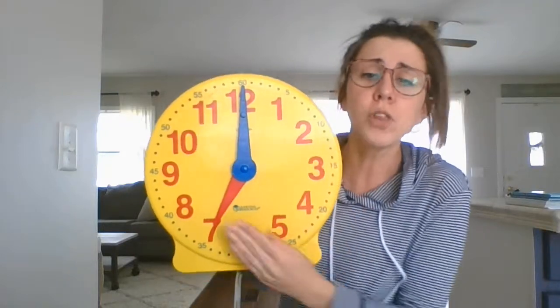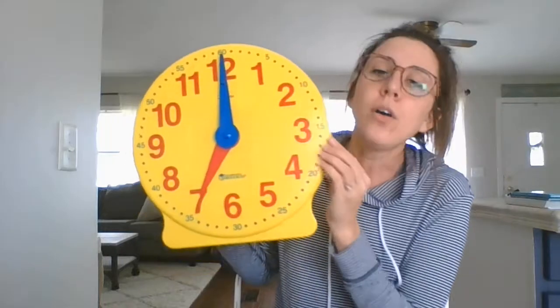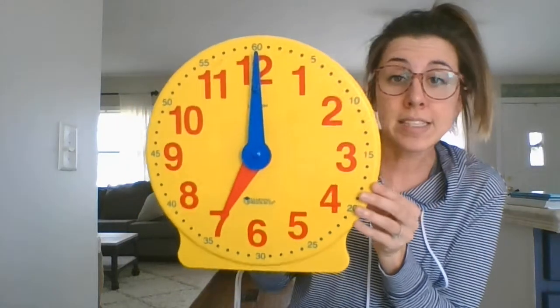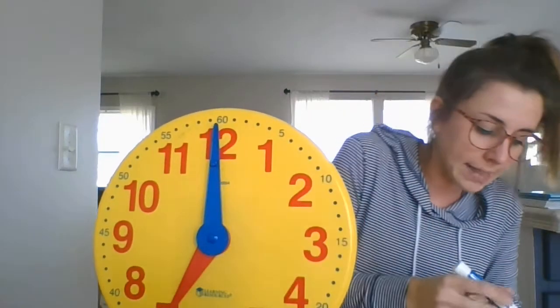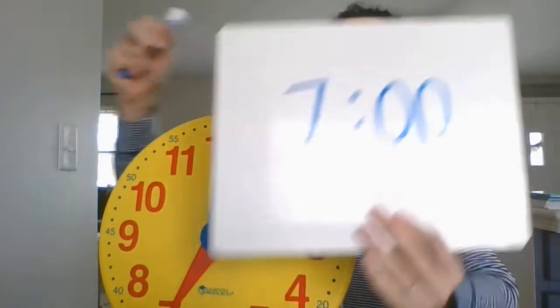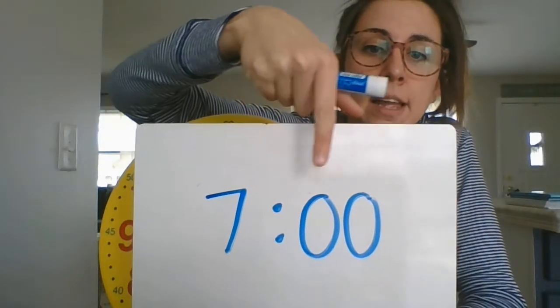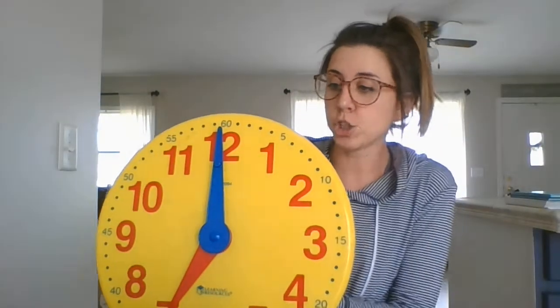I remember that that minute hand had to travel all the way around the clock. So now it's going to say 7 o'clock. This time on the analog clock says 7 o'clock. I can write that digitally by first writing 7 for my hour. I put my colon and then 00 for o'clock. Let's try one more together and then you're going to show me what you got.